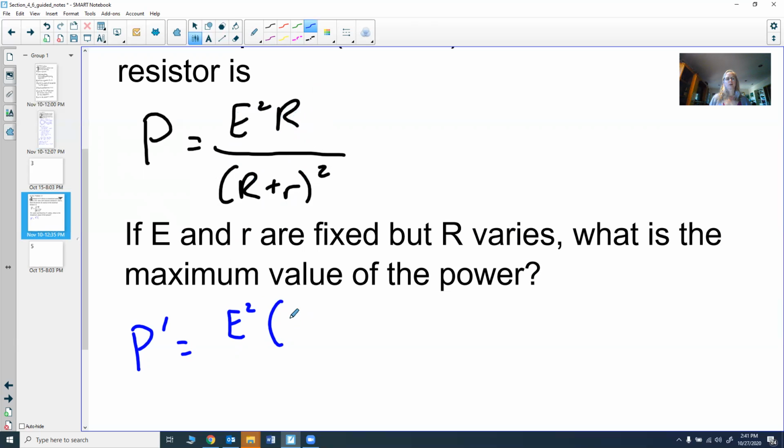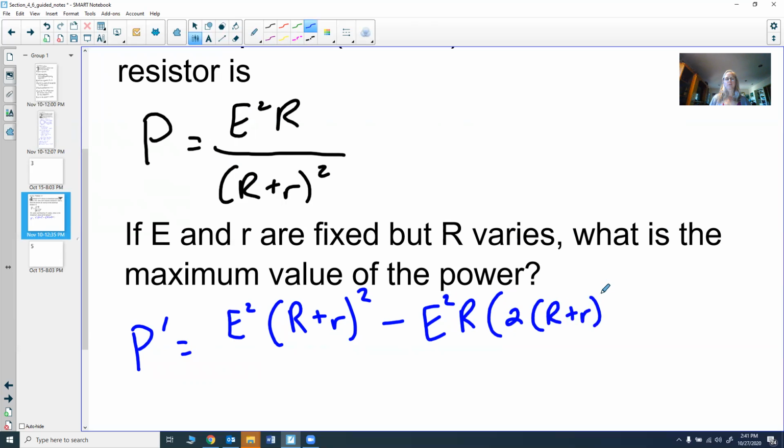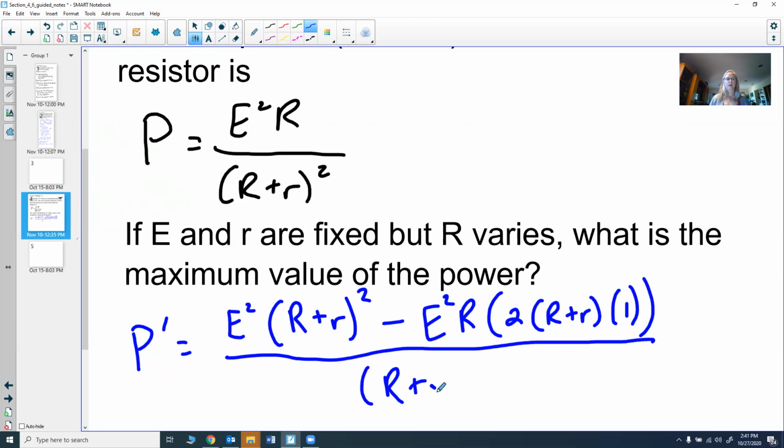So the derivative of the top, E squared, times the bottom, big R plus little r squared, minus the top, E squared big R, times the derivative of the bottom. But the derivative of the bottom, it's a chain rule. So it's 2, bring the power down, times the inside to the first power, so big R plus little r to the first power, times the derivative of the inside. And the derivative of the inside is just 1, because the derivative of big R is just 1. All over the bottom squared. But the bottom was already squared, so it's now squared squared, so it's the 4th power.